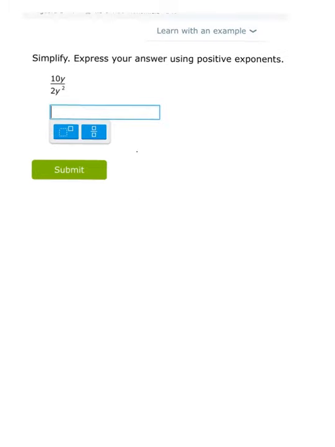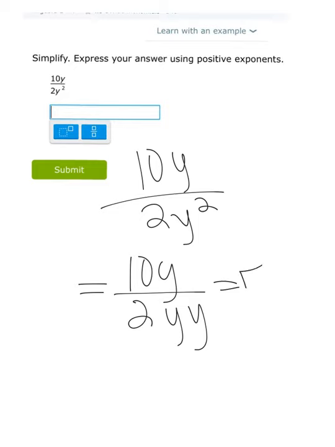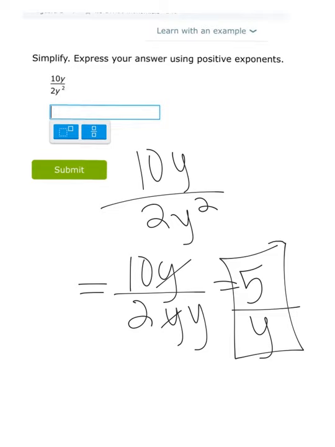Next problem, 10y divided by 2y squared. Okay, so if I was to expand this out, I would have 10y divided by 2y times y, because y squared is 2 y's. So I'm going to divide my coefficients, 10 divided by 2, which would give me 5. And then if I were to cancel off what divides out, y divided by y is 1. So I'm left with 1y in the denominator. So my answer would be 5 over y.